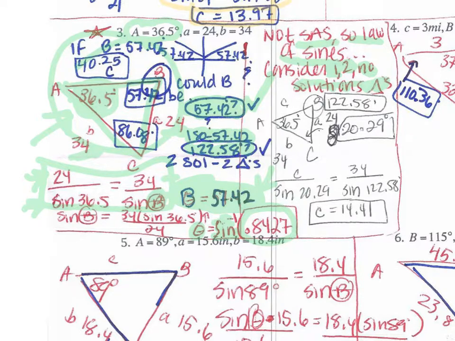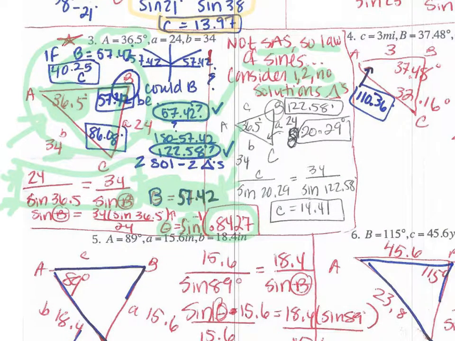We did all of law of sines to find all the angles and sides. Then you ask yourself, could it be 122.58? And check, it could be, because 122.58 plus 36.5, the angle already given, is less than 180. Therefore, you can create two different triangles.